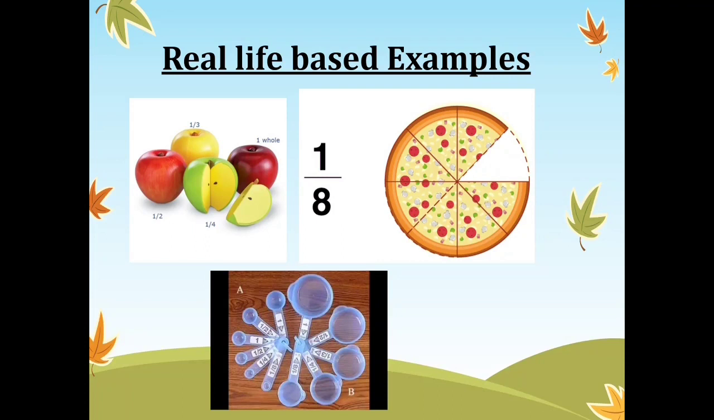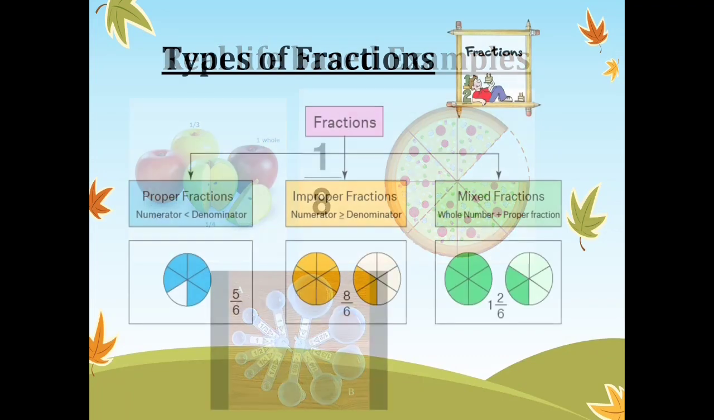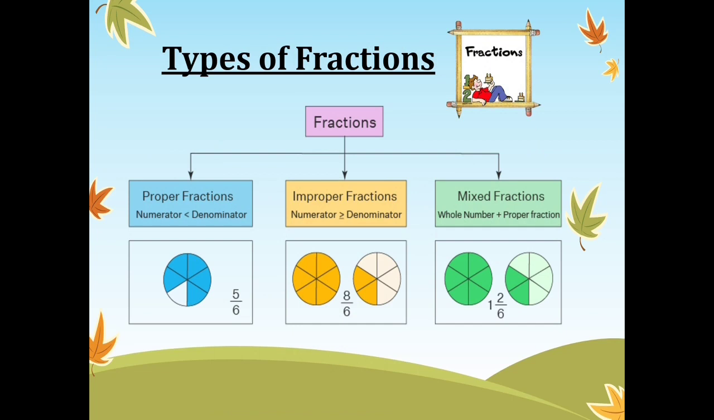Here are some real life based examples for the fraction. In this first picture, different fruits are having different parts of a whole. In the second picture, we are taking 1/8 of a pizza. Here, 1 is said to be the numerator and 8 is said to be the denominator. And the third one is for different sizes of measuring spoons.